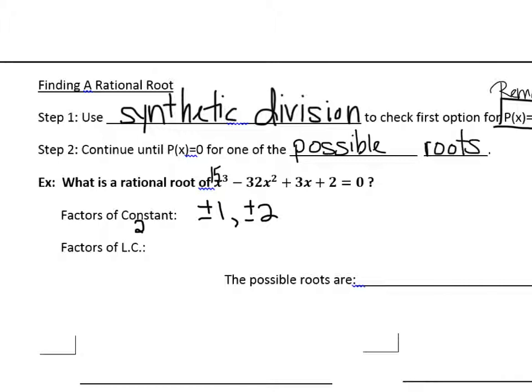Then we look at our lead coefficient. Well, the highest exponent is the exponent of 3. So the number that goes with that is 15. So what are factors of 15? Well, we know 1 and 15, and also 3 and 5. And then we put plus or minus in front of each of them.